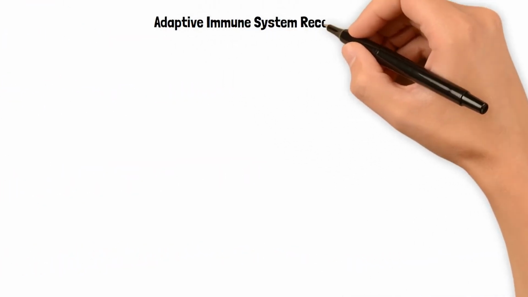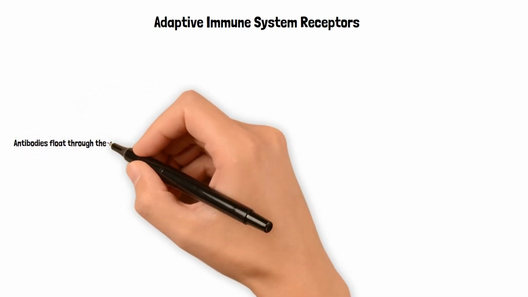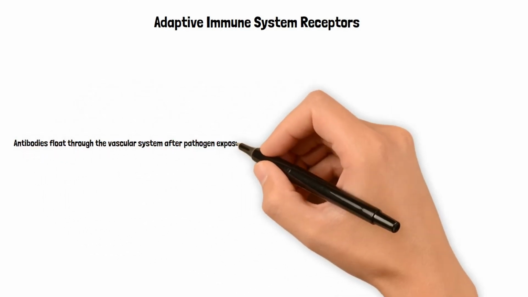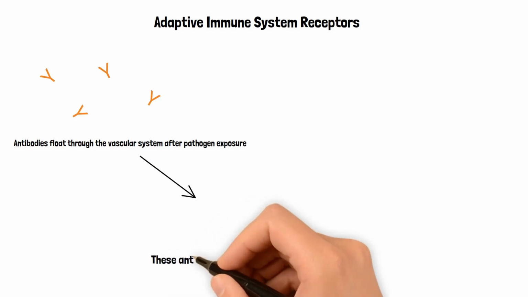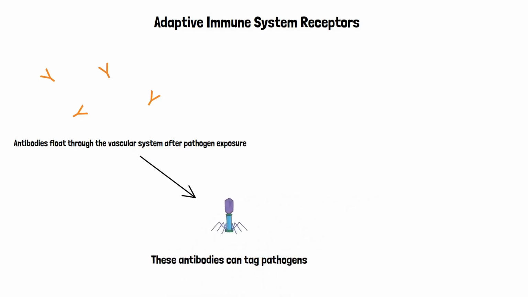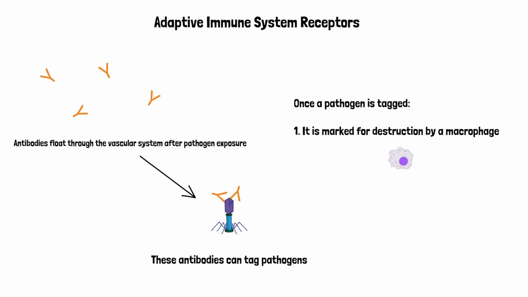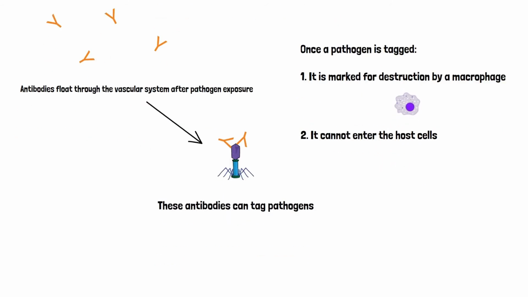cell. The adaptive immune system has antibodies produced from previous pathogen exposure floating in the vascular system. These antibodies can latch onto and tag the pathogen. This tagging of the pathogen does two things. First, it marks the pathogen for destruction by the macrophage, and second, it prevents the bacteria or virus from entering the host cell, preventing the infection from starting in the first place.